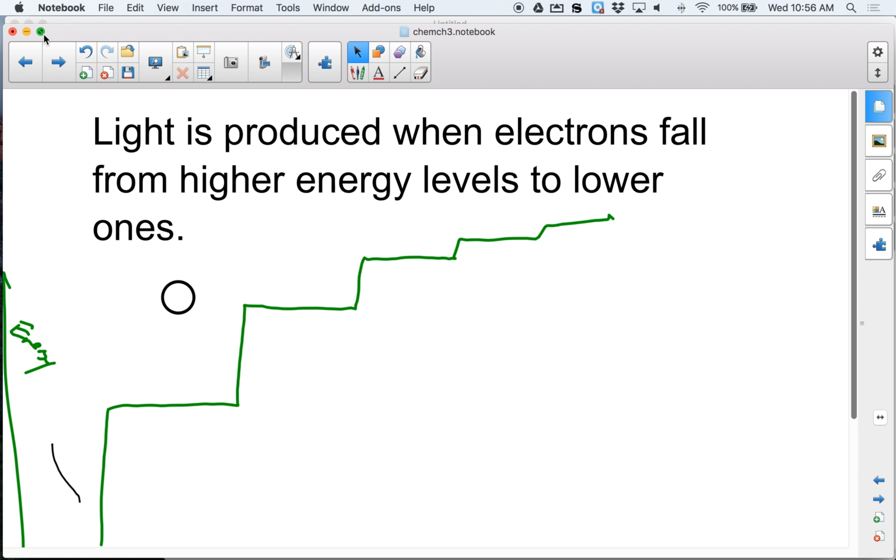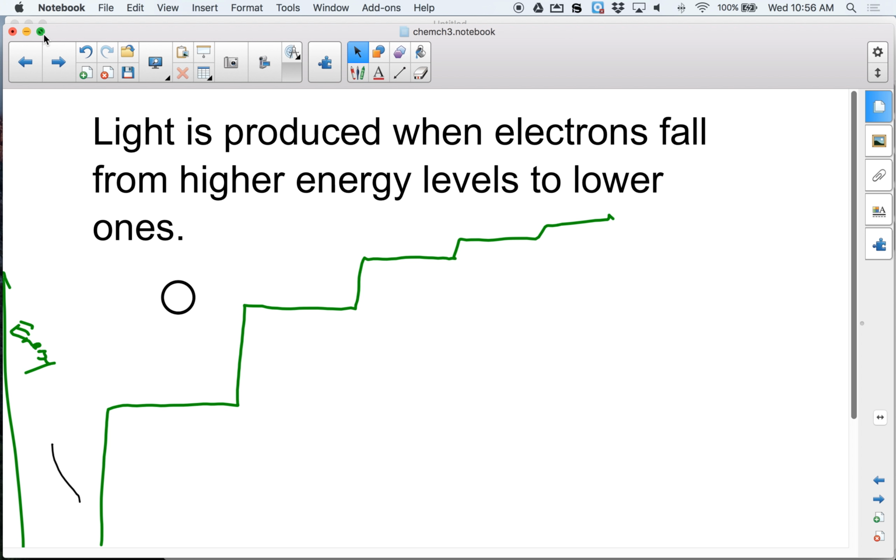Now, if you have just one hydrogen atom and you were to electrocute it and look at the light that was produced, what you would see is that it would be flashing different colors all the time, okay? Because sometimes that electron would be kicked up and it would fall all the way back down. Sometimes it would fall down to the next one down and then the next one down and then the next one down. It's completely random how they come down.